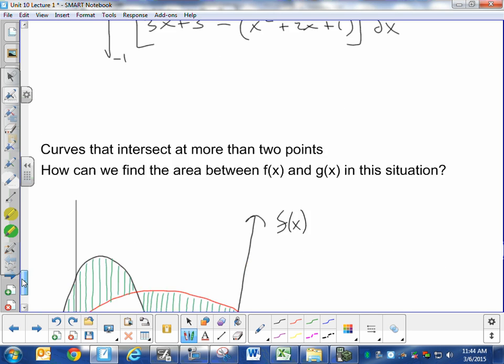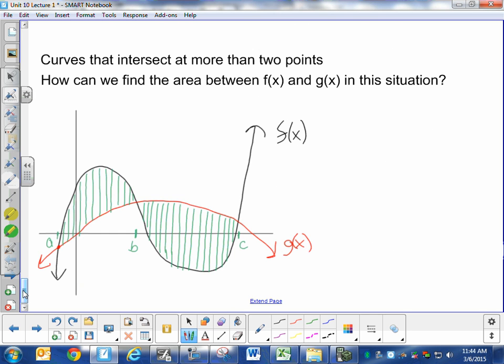Okay. Well, what if we intersect at more than two places? Take this situation between this F and this G. How would we find the area between these two curves? What do you think, Mr. Magdala? Yes, we'd set up multiple integrals. Why? Because you're going to have two different intervals to find the area.